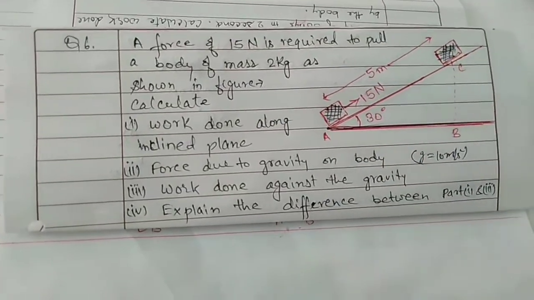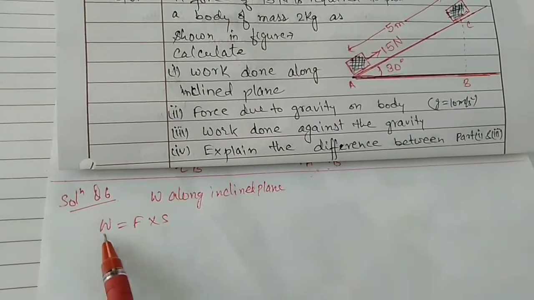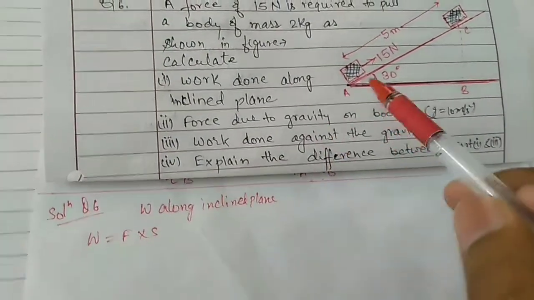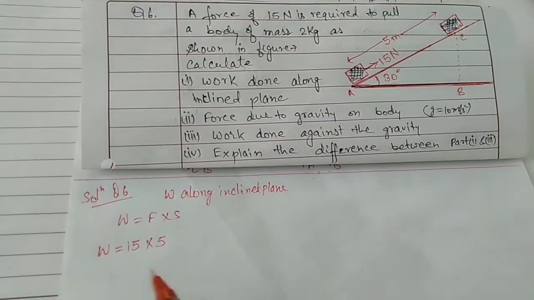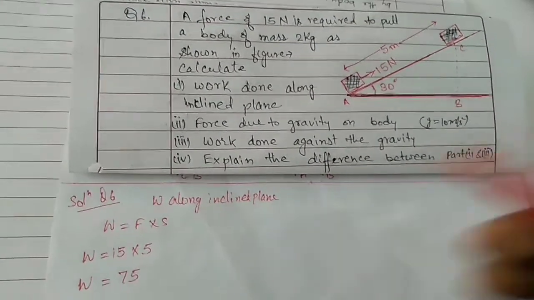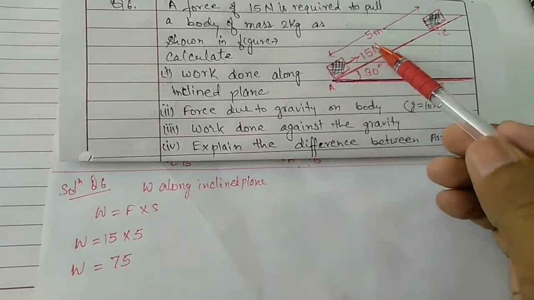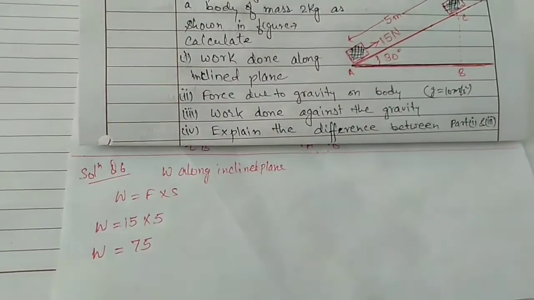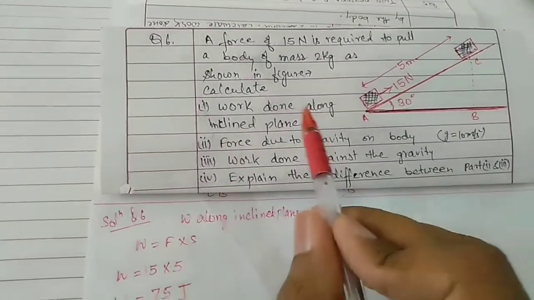So let's calculate first. I have written here work along inclined plane is equal to work is equal to force and displacement. Along inclined plane force is 15, displacement is 5. Let's fill that. 15 into 5 comes to 75. Now see, the force is in Newton, displacement is in meter, Newton meter. Work done, if it is in Newton meter, will be joule. So work done along inclined plane is 75 joule. The first part is done.